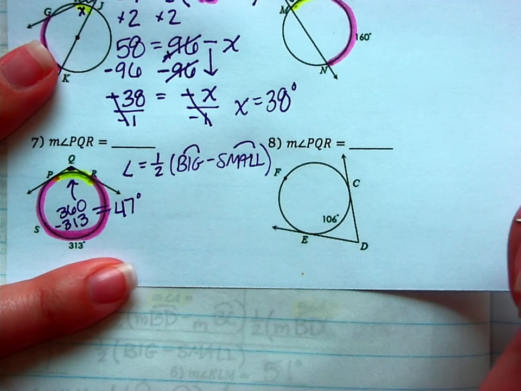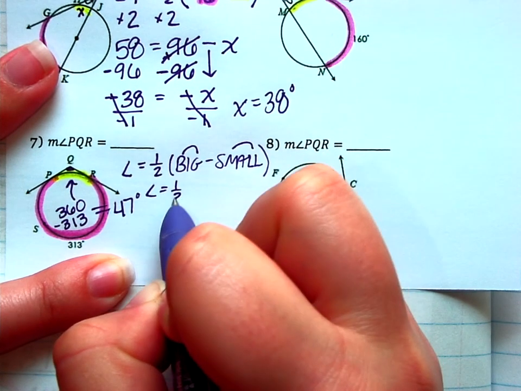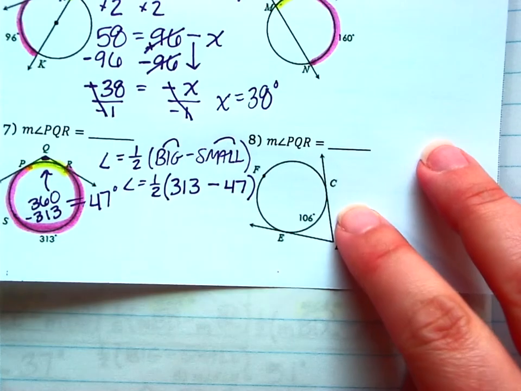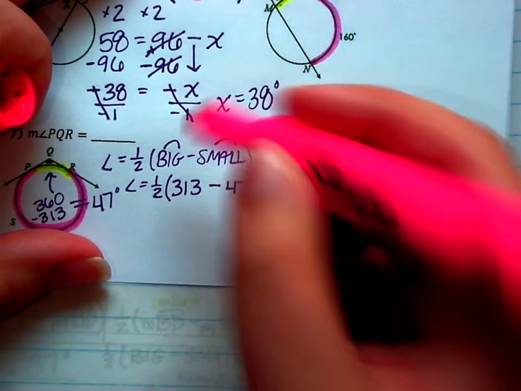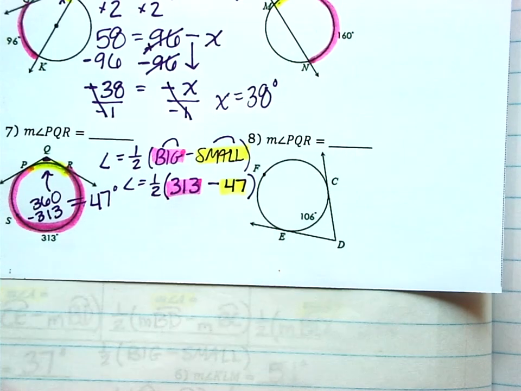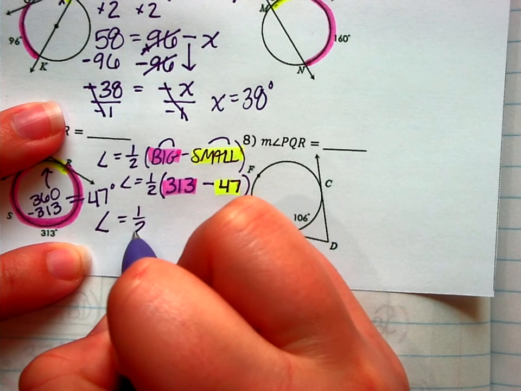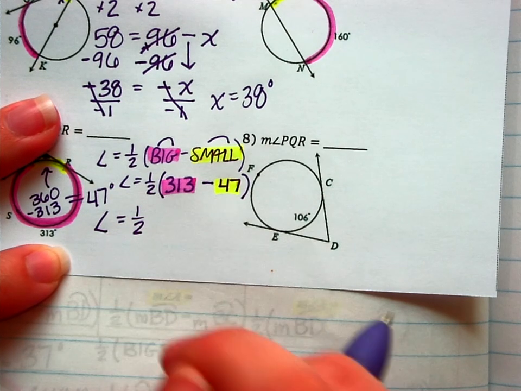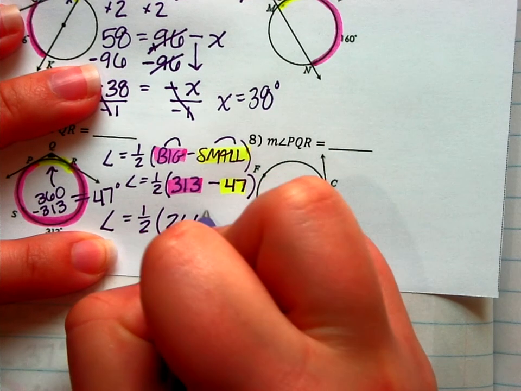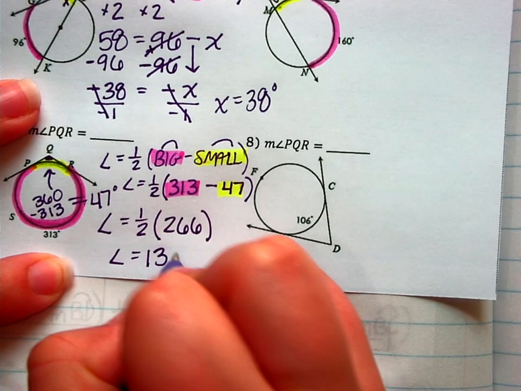Okay, now that we know the little baby arc, we can figure out the angle formed by the tangent lines. So the angle equals half of 313 minus 47. The big arc, 313 minus the small arc, 47. So we don't really have to do much algebra, moving things around, solving for x, because we're just solving for the angle. So just do PEMDAS. Parentheses, we have 313 minus 47. That's 266. And now divide it by 2. So the angle is 133 degrees.